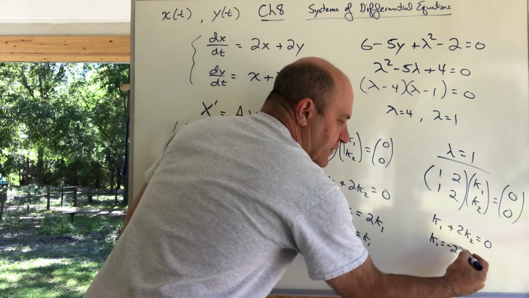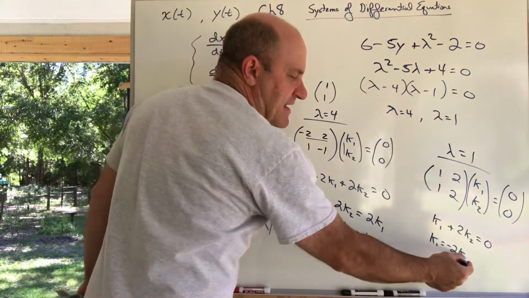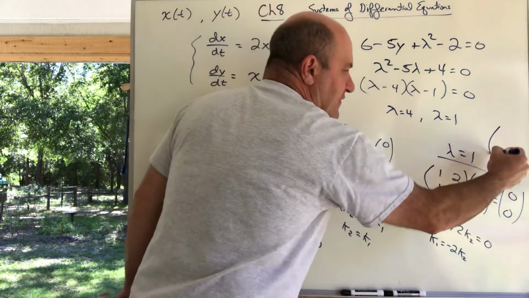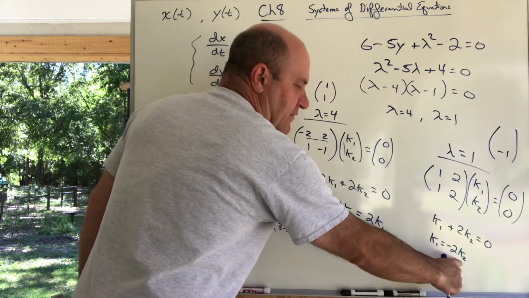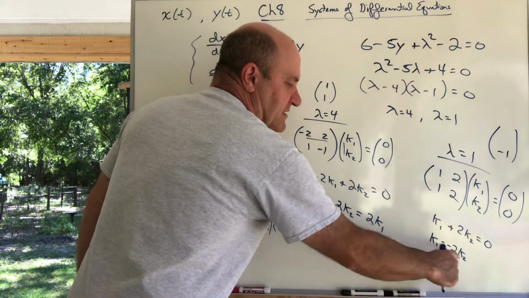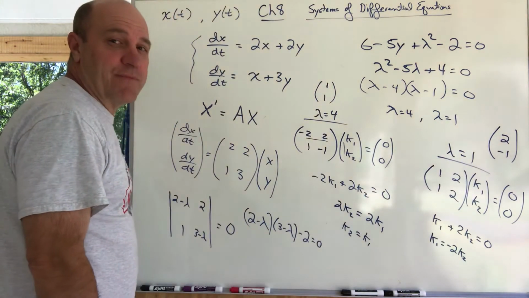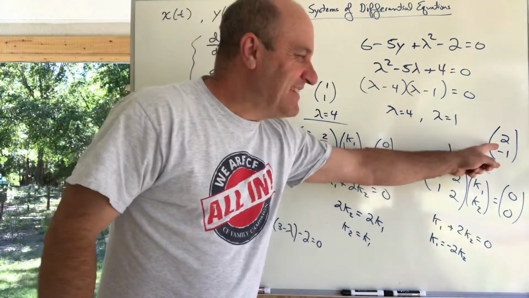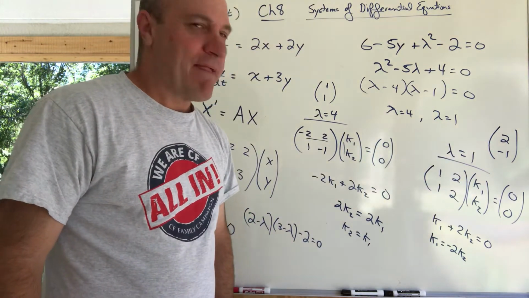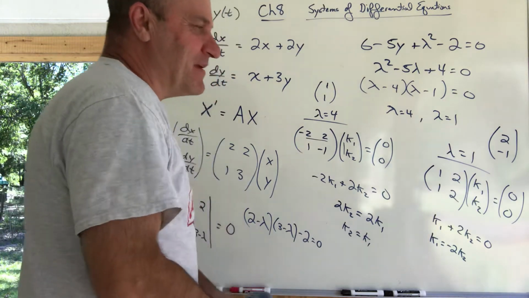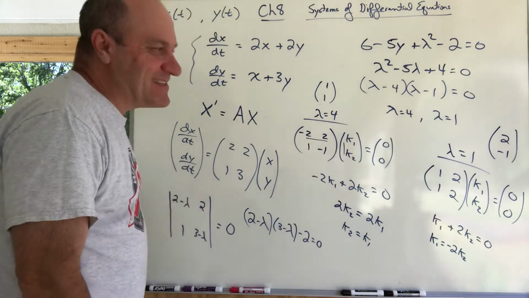K1 is negative 2k2. What if you let k2 be a negative 1? If you let k2 be a negative 1, then what's k1? If k2 is a negative 1, that's positive 2. 2, negative 1. That's the eigenvector that goes with that eigenvalue. All right, I'm going to keep going. We're done. I mean, we're finished. We have to figure out how to write our answer.